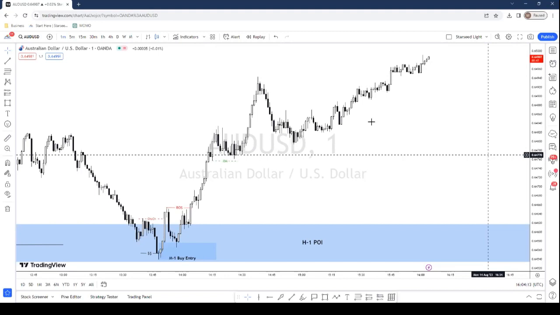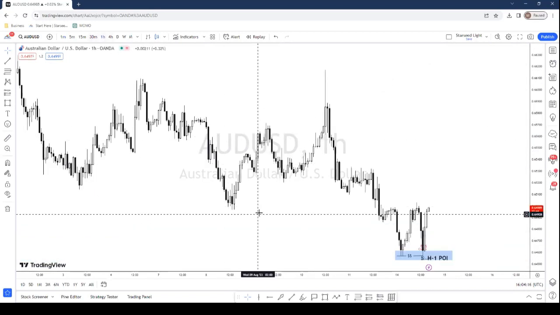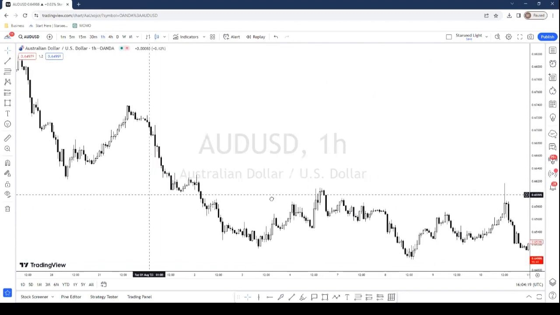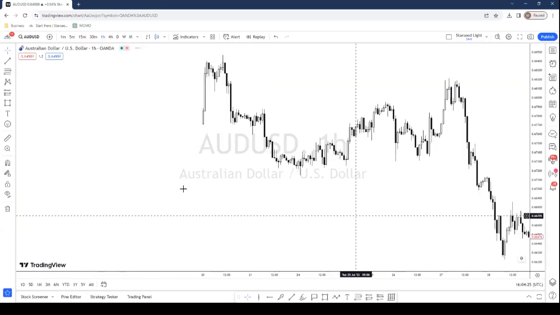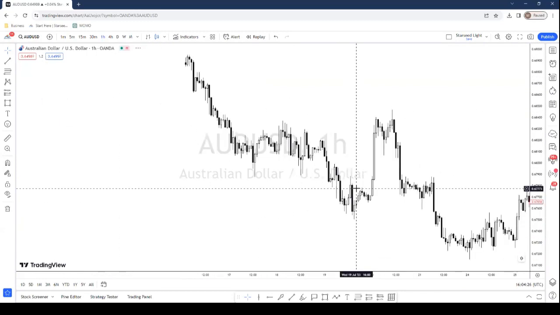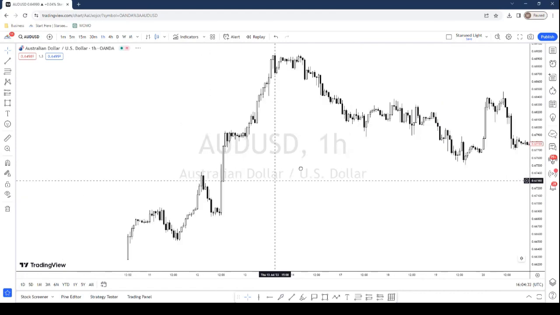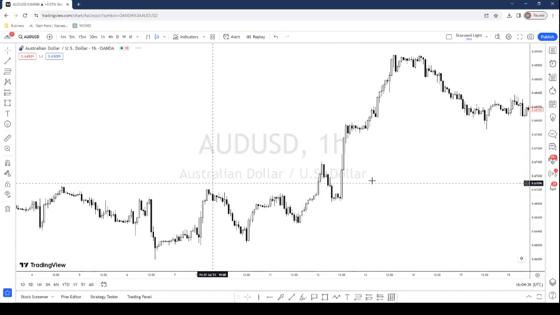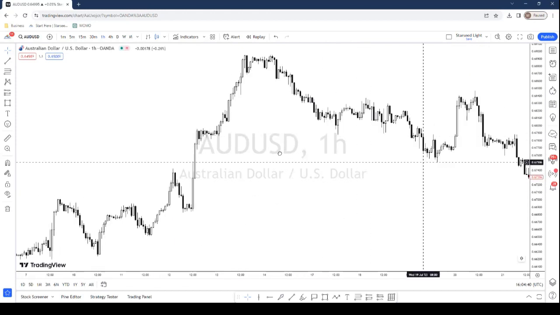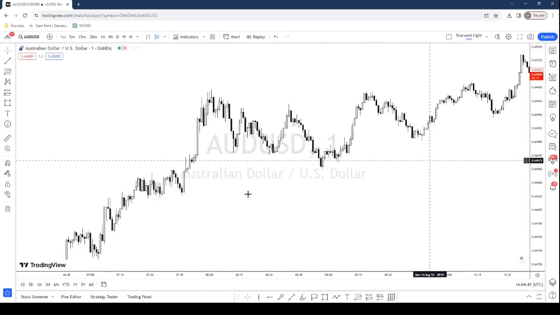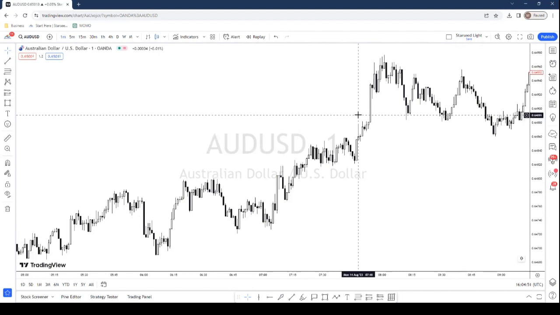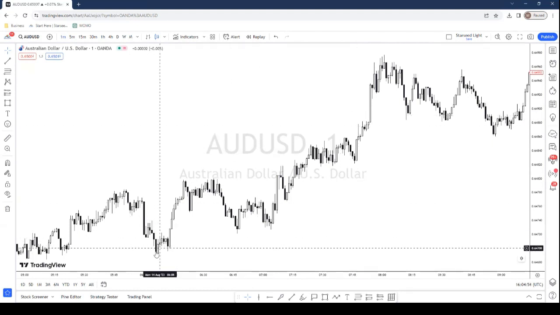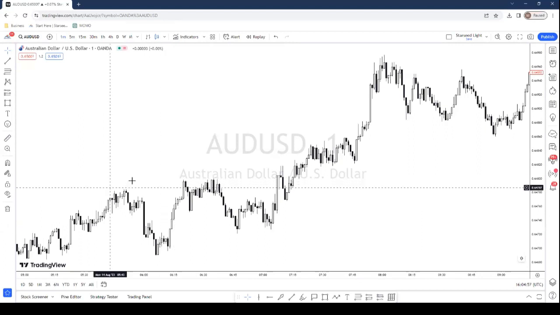Okay, so let's go back a little bit and talk more about liquidity, correct? Yes, please. Okay. Let's consider this as an uptrend. Let's start from here, and we consider this an uptrend.